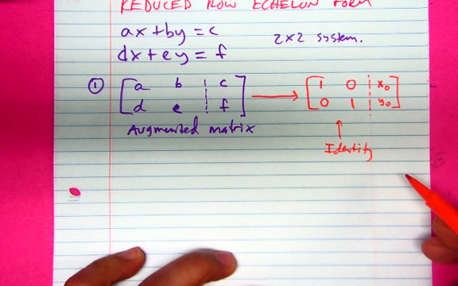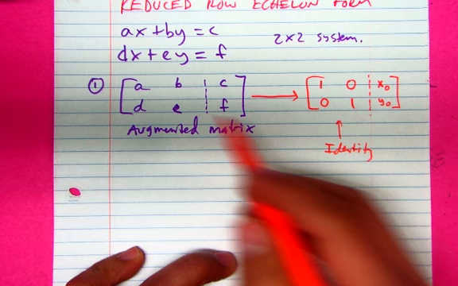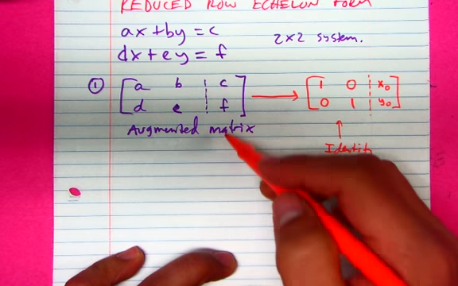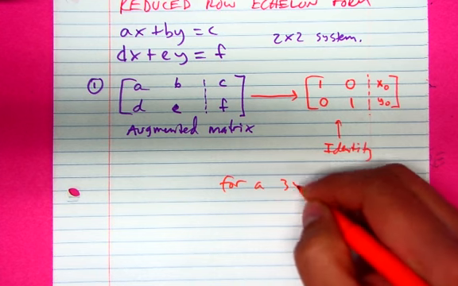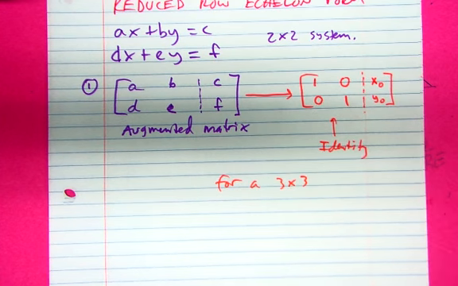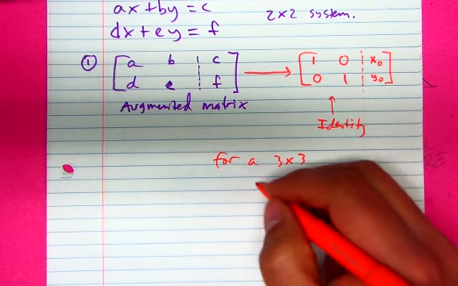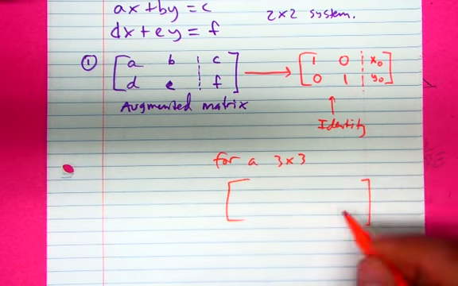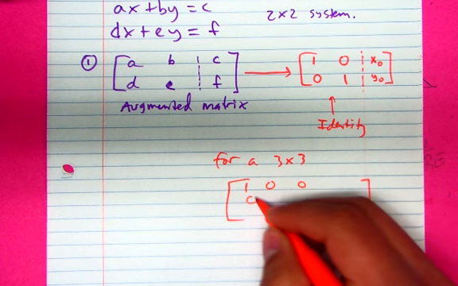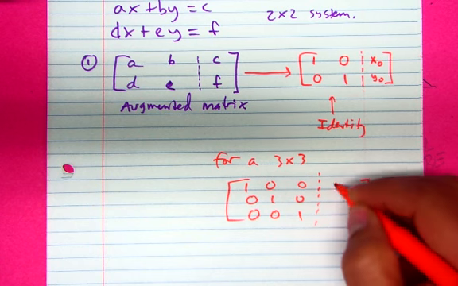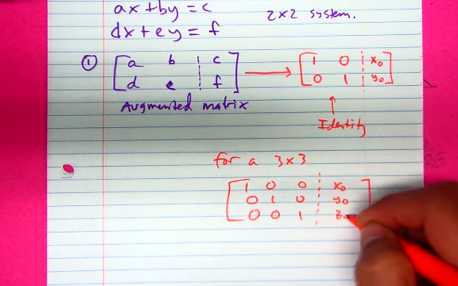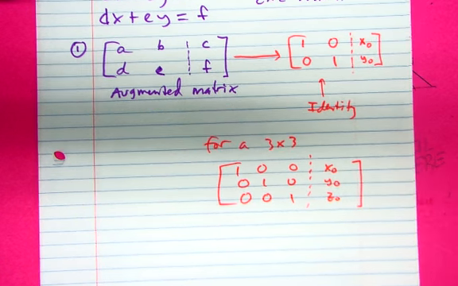So if this were a 3x3, like if I had a 3x3 and then the answers over here. Is it binary? It's not binary, but I mean, zeros and ones are binary. For a 3x3, the answer is going to look something like this. 1, 0, 0, 0, 1, 0, 0, 0, 1. And then your X, your Y, and your Z would be over here. Okay, so again, the identity matrix has a diagonal of 1s with zeros everywhere else.